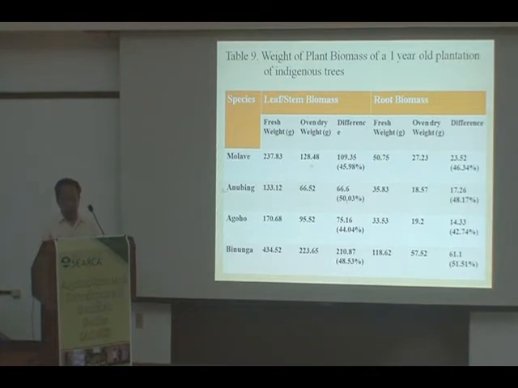Then it was followed by Malabe, then Agoho and Anubing. For Anubing, I found out that the number of secondary and tertiary root system is minimal. For Agoho, I think Agoho is much better compared to Anubing in terms of the root system.